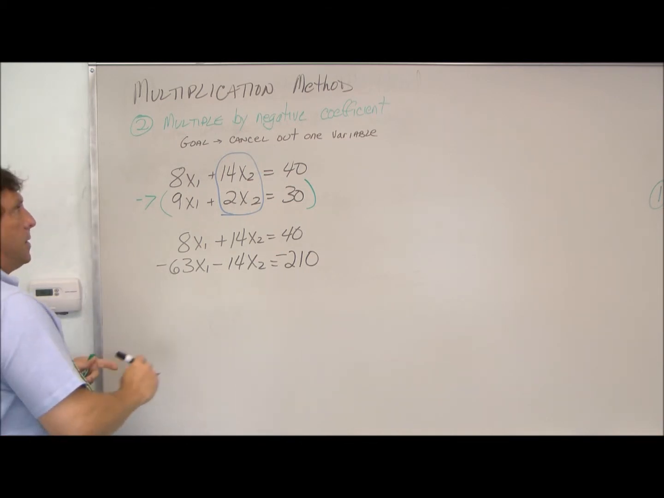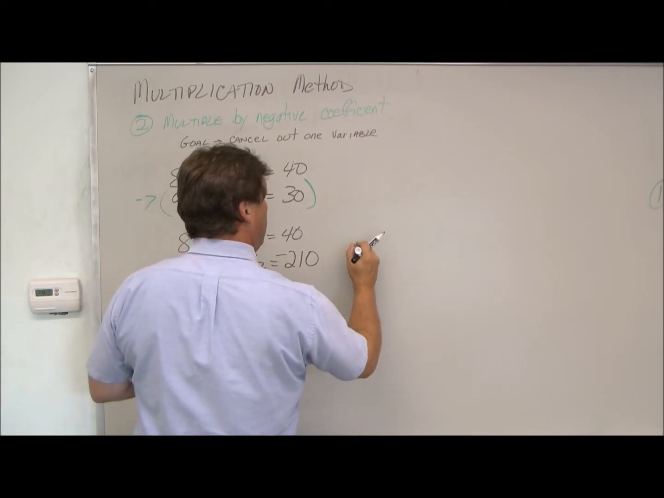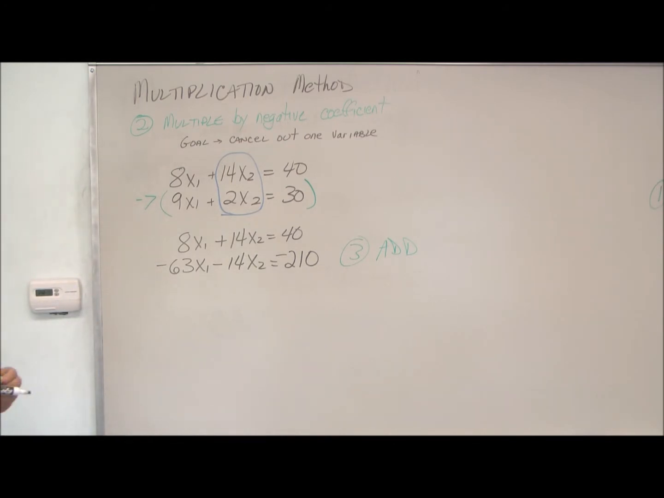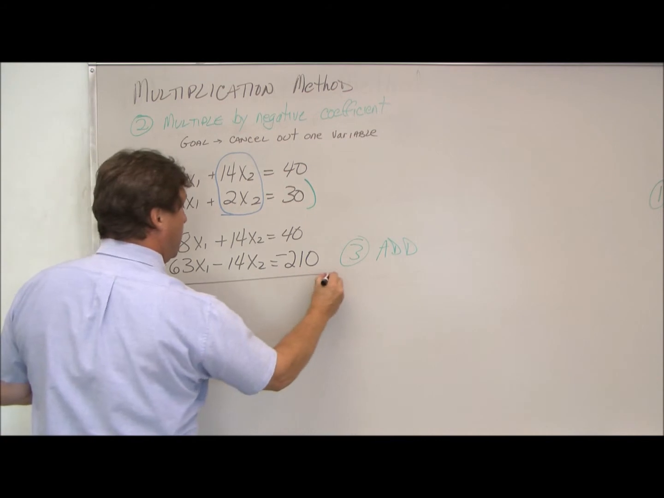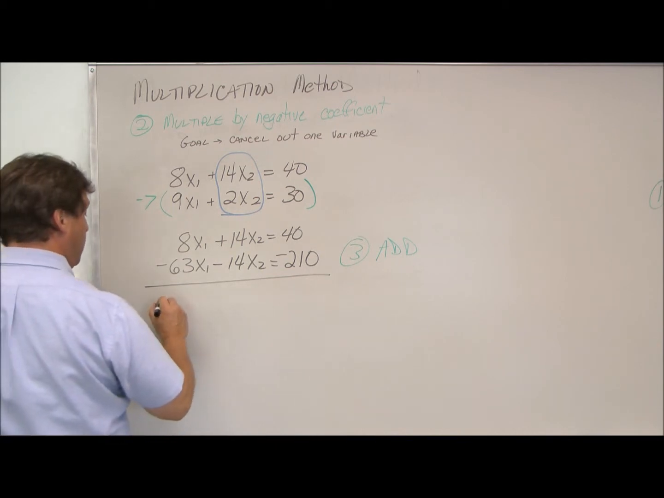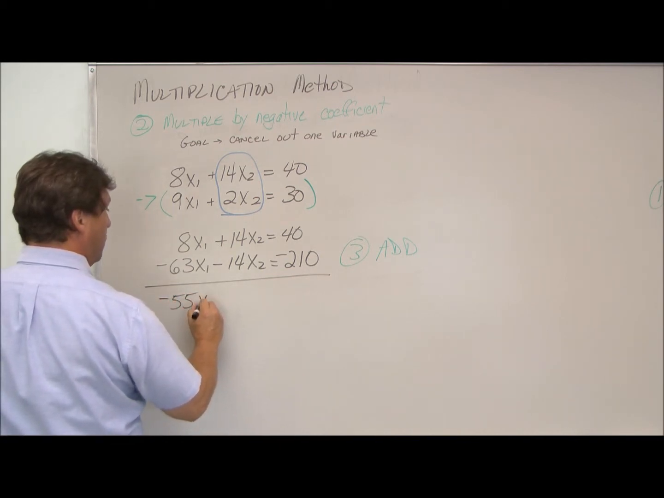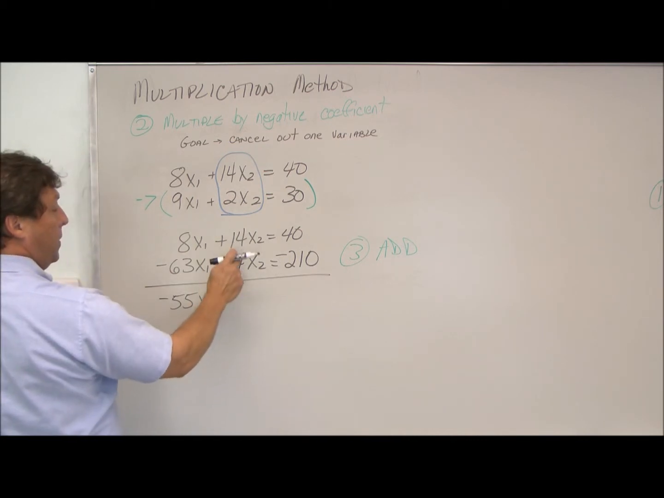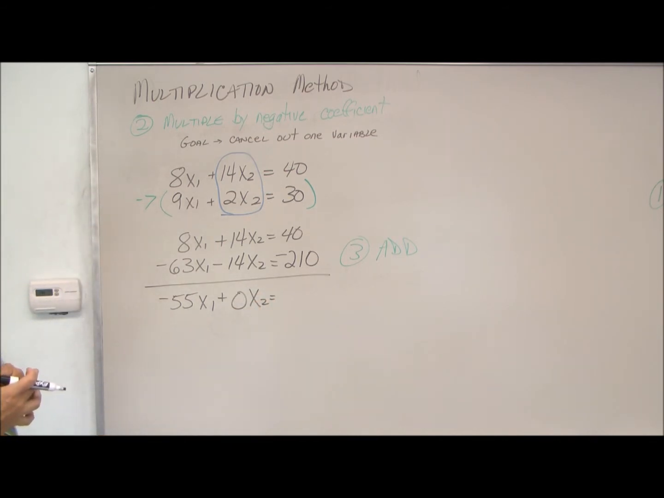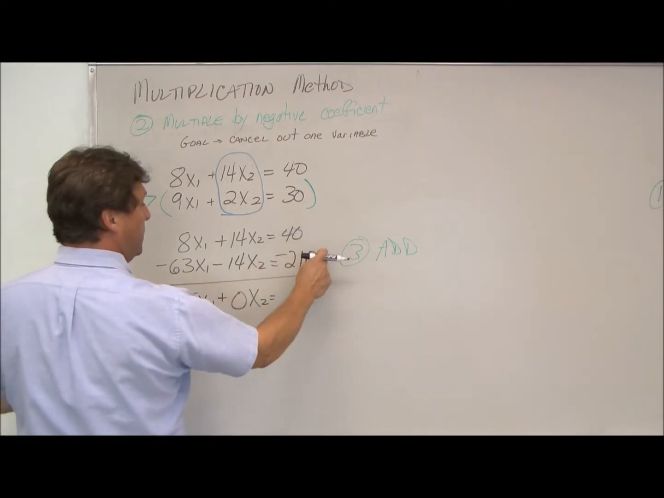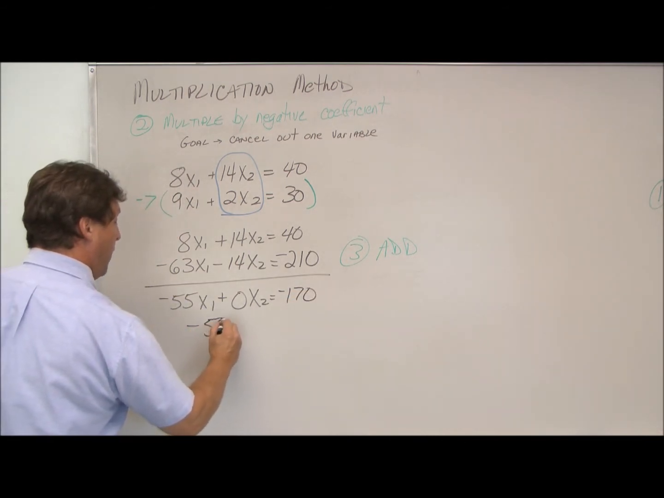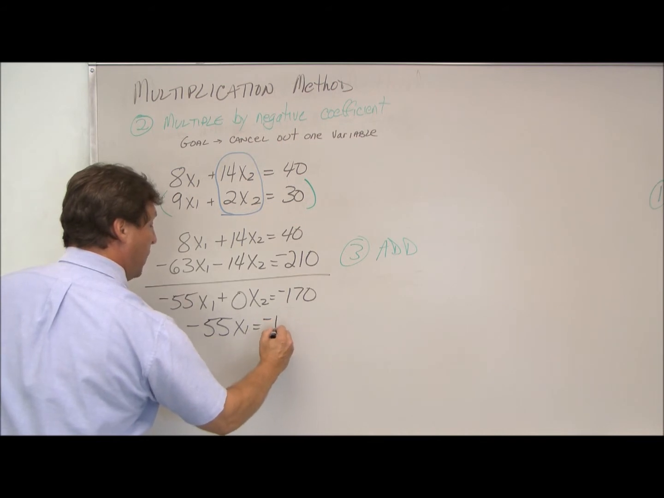All right, so step 3 is to add the two together. So simply now, I add together 8 and -63, so this becomes -55x1. 14 minus 14 is 0, so 0x2. And finally, 40 plus -210 is -170. So I have -55x1 equals -170.